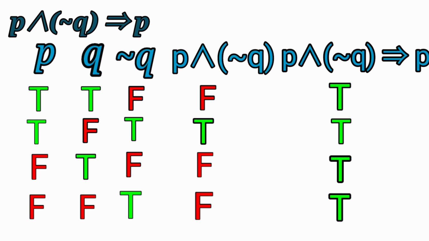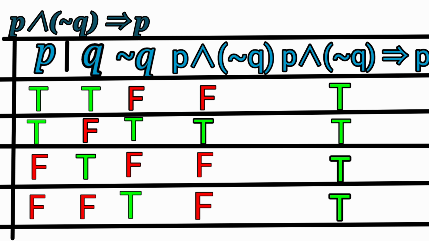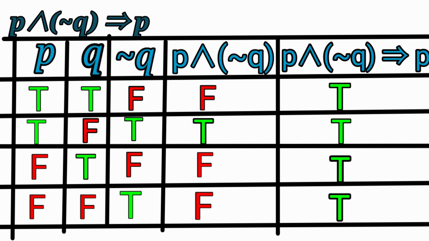Here in any of the possibilities the statement P and negation Q implies P can't be true implies false. That's why the result can't be false in any of the possibilities. So P and negation Q implies P is always true. Here we can clearly observe in this truth table. So children, here we can take P and negation Q implies P as an example of tautology.